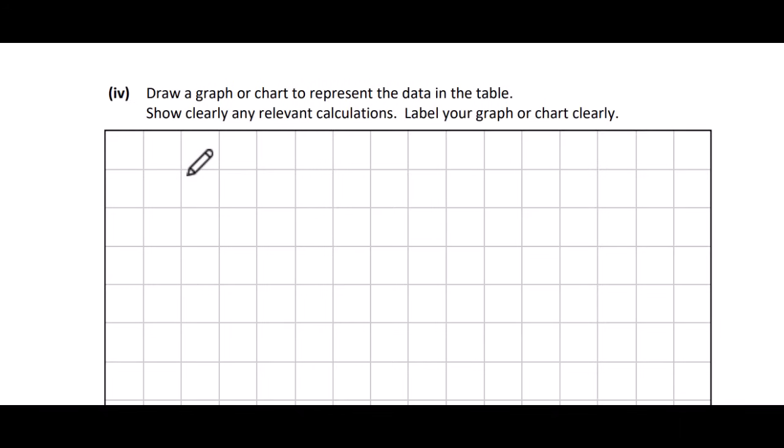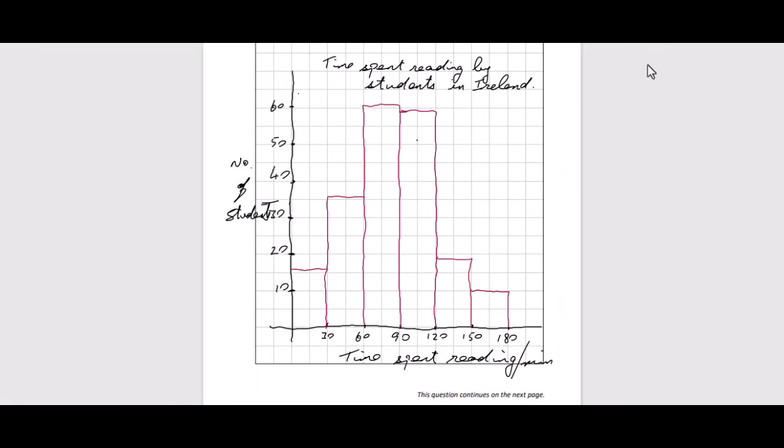Show clearly any relevant calculations. Label your graph or chart clearly. So what I'm going to do here is draw a histogram. Okay, so this is the graph I've drawn. Now I've drawn it freehand, so you guys obviously would need to use a ruler. You need to make sure you put in a title and titles on the X and Y axis as well. So on the Y axis here I have the number of students, and on the x-axis I have the time spent reading, and make sure you put the units in as well.